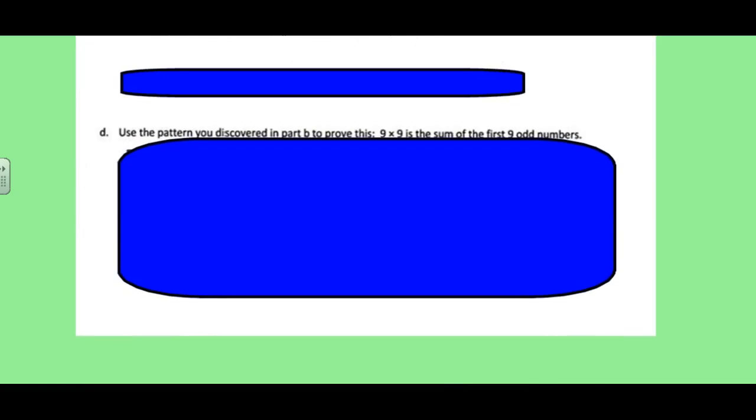So looking at D, use the pattern you discovered in part B to prove that 9 times 9 is the sum of the first 9 odd numbers. So this is a double. This is where we have to take the first 9 odd numbers and add those together. So for this problem, you're going to add the first 9 odd numbers and see if that is equal to what 9 times 9 is equal to. And I want you to push pause to do this.